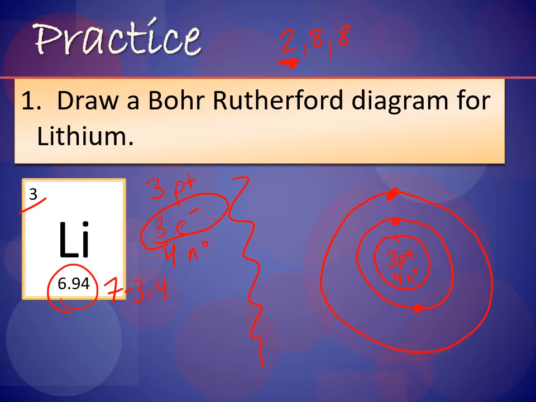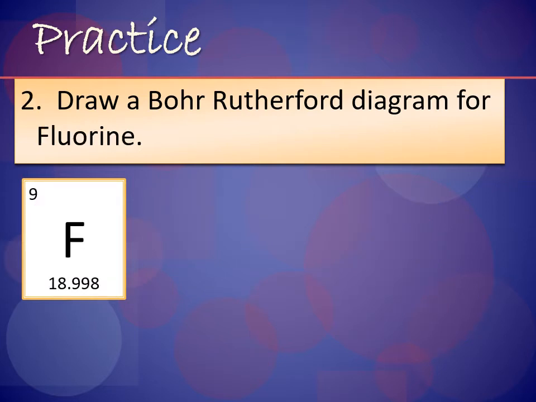Let's try another one. Okay, so this time we're going to draw the Bohr Rutherford diagram for fluorine. From the atomic number, I see that fluorine has 9 electrons and 9 protons. And then the mass is going to be rounded to 19. 19 subtract 9 is going to give me 10. So there are 10 neutrons. So now I'm ready to draw.